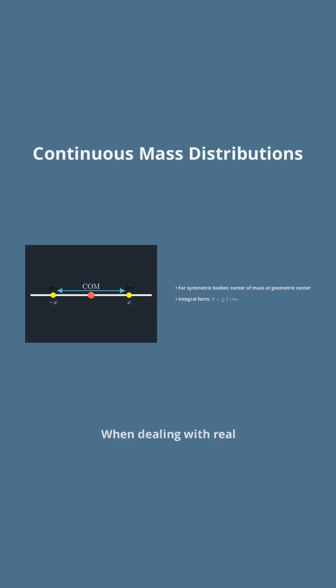When dealing with real objects made of countless particles, we treat them as continuous mass distributions. We divide the body into tiny elements, sum their contributions, and in the limit use integrals to find the center of mass. For symmetric, homogeneous bodies like rods, disks, or spheres, symmetry tells us the center of mass is at the geometric center. This powerful shortcut saves time in many practical problems.